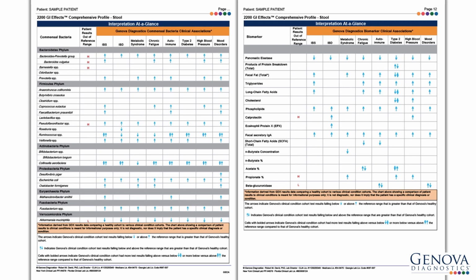The clinical association charts were derived from our data analysis that compared a healthy cohort to various clinical condition cohorts listed across the top of the page. The blue arrows show if those biomarkers were higher or lower compared to the healthy cohort. If a patient has one of these diagnoses, their results can be compared to other patients who have that same diagnosis. This patient does not have any of these diagnoses.